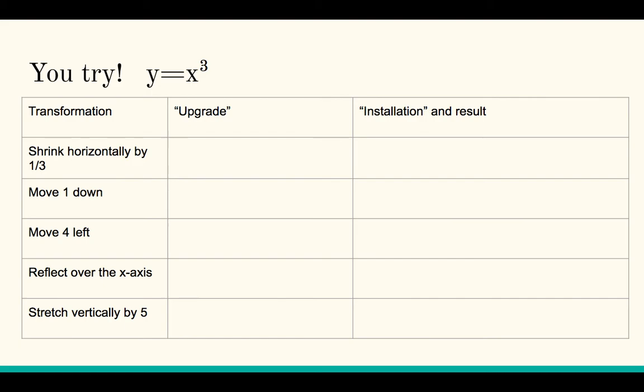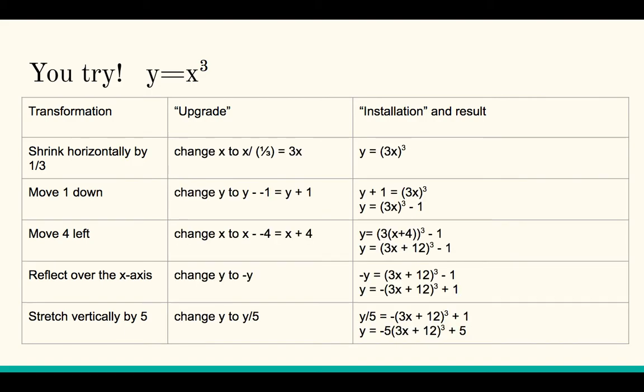Welcome back. Let's see. First thing to check is your upgrade column. Make sure that you've got all the correct upgrades determined. Then take a look at the installation column. So I changed x to 3x, changed y to y plus 1 and solved.